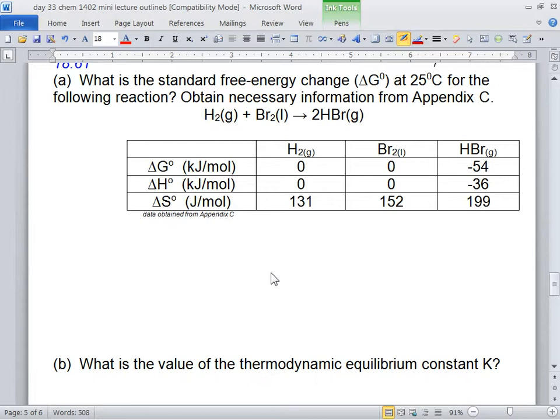Okay. What is the standard free energy change at 25 degrees Celsius for the following reaction? That's part A. Part B is get a number for K. So you'll finally get to practice your calculator usage. What extra information is given here that you don't even care about?